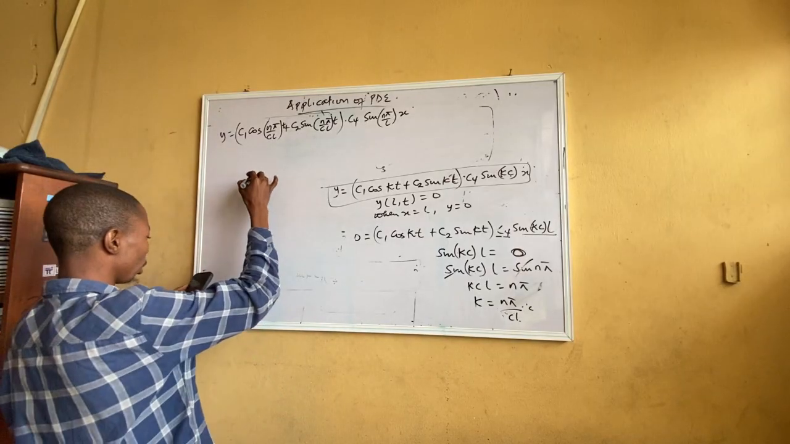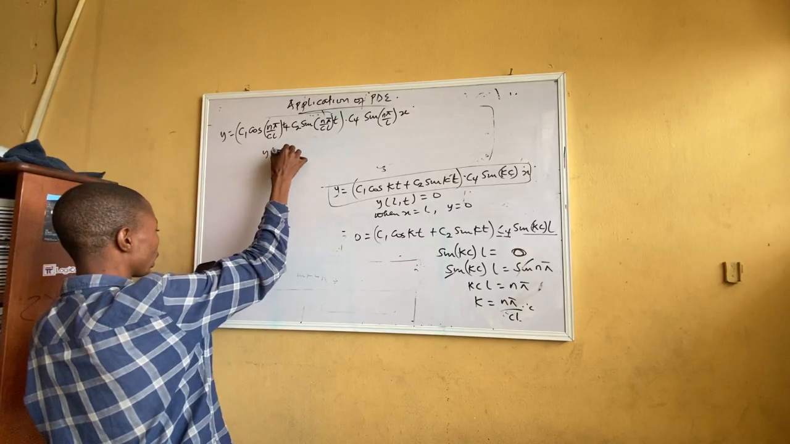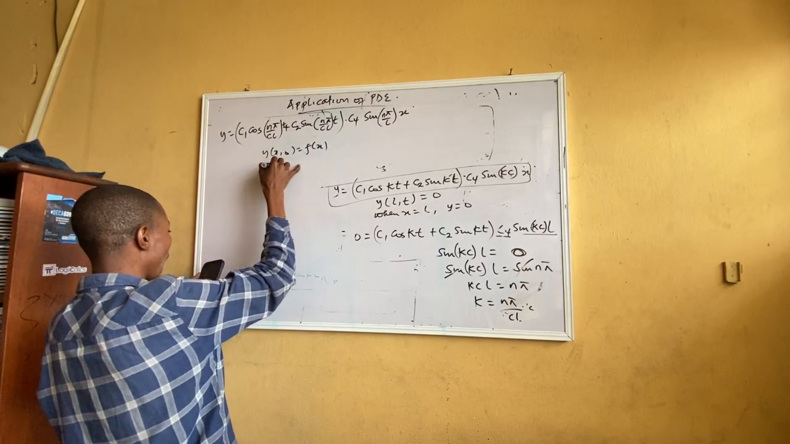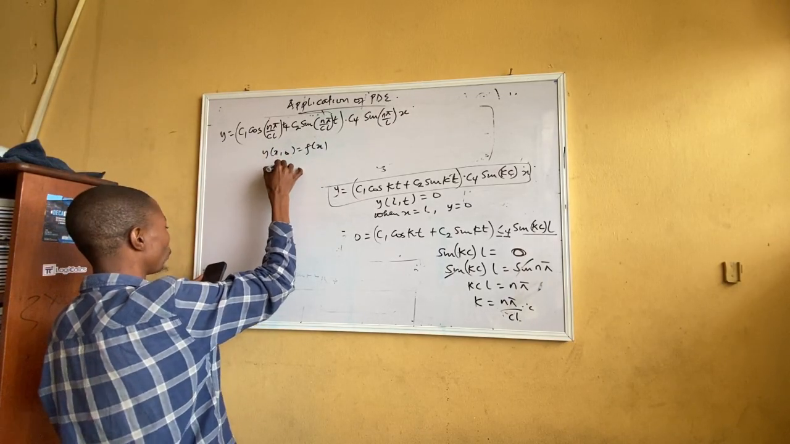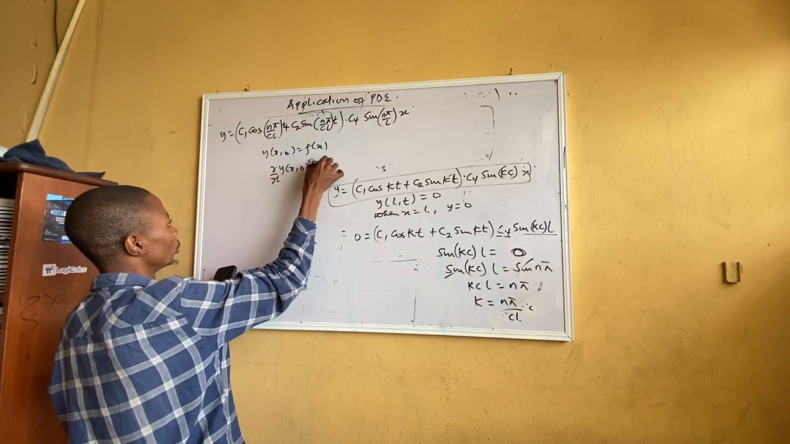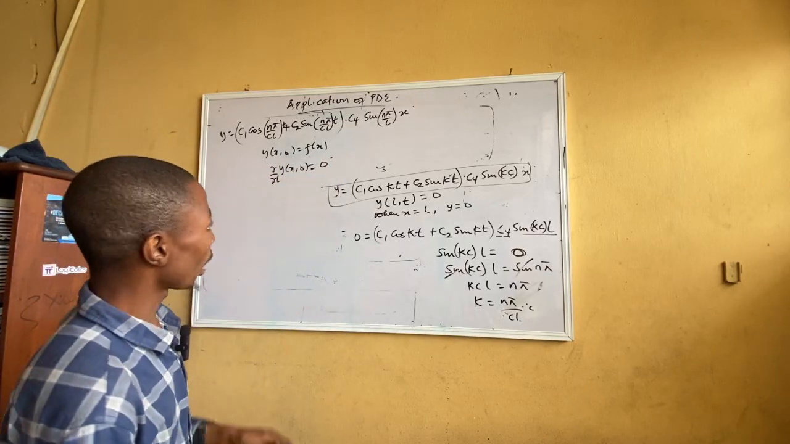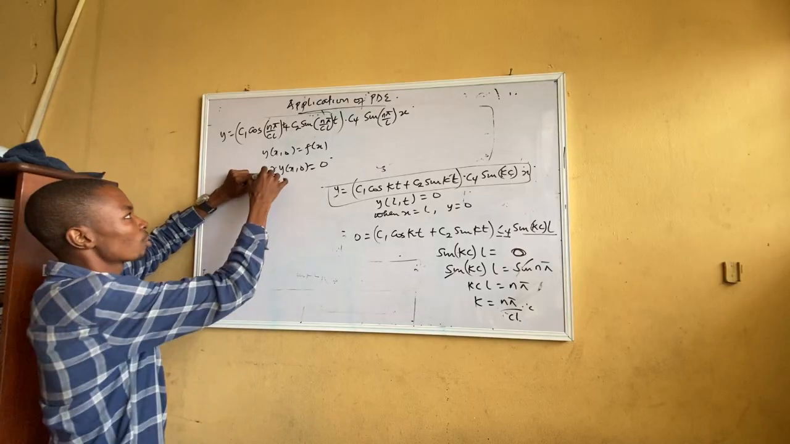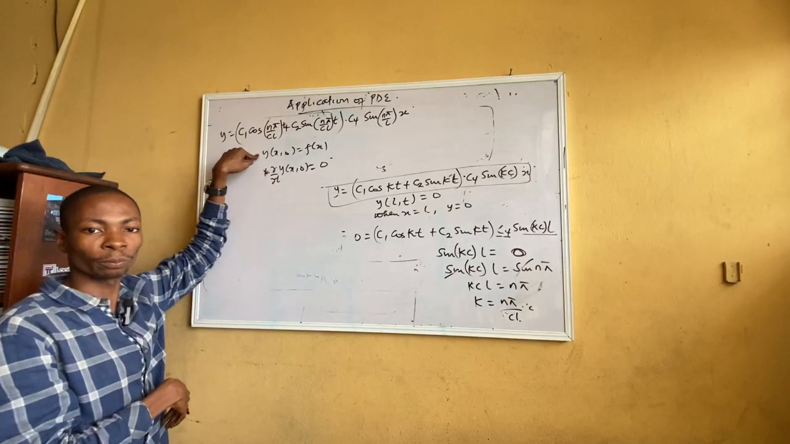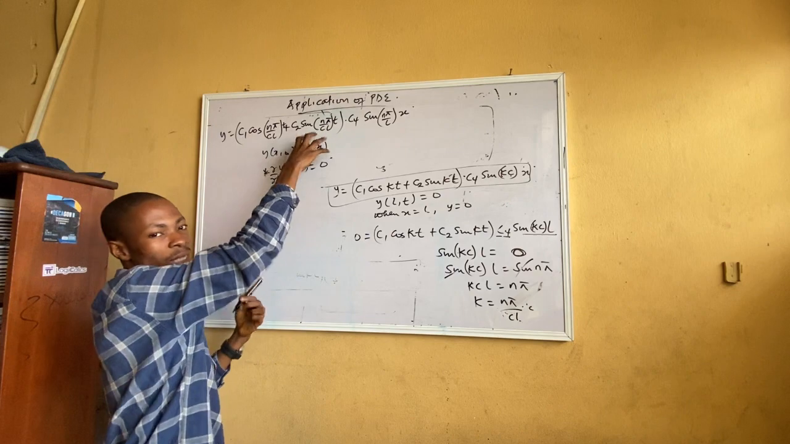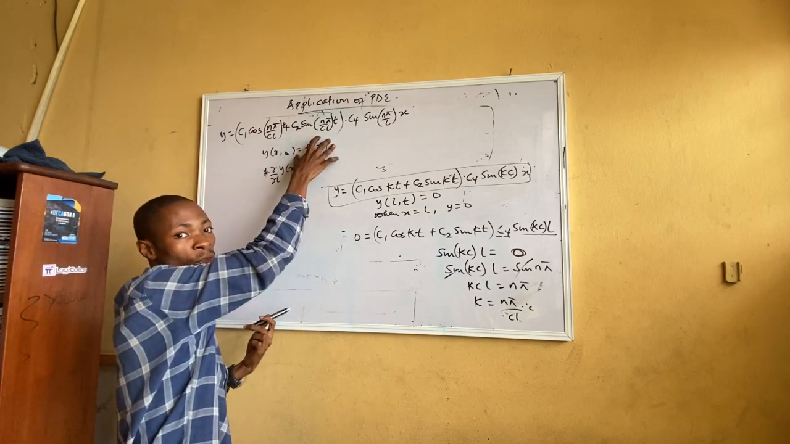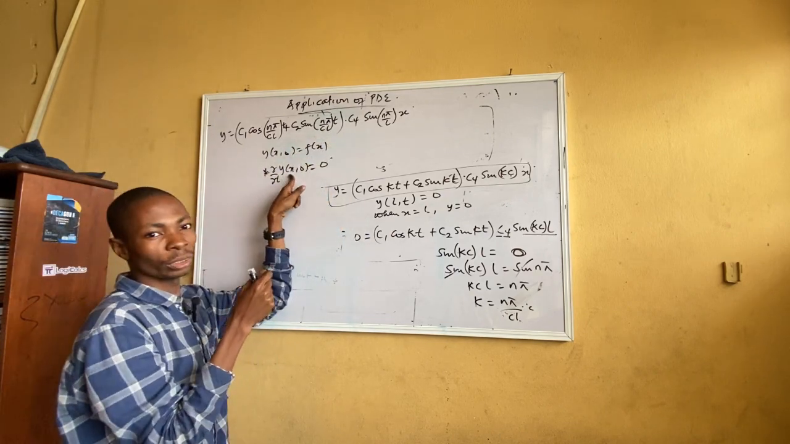The third condition is y of x comma 0 equals f of x. And the last condition is d dt of y of x comma 0 equals 0. Now, this time around, I will use this fourth condition instead of the third one, because I do not know what f of x is. f of x is also an unknown function. So I will start with this fourth condition in this case.